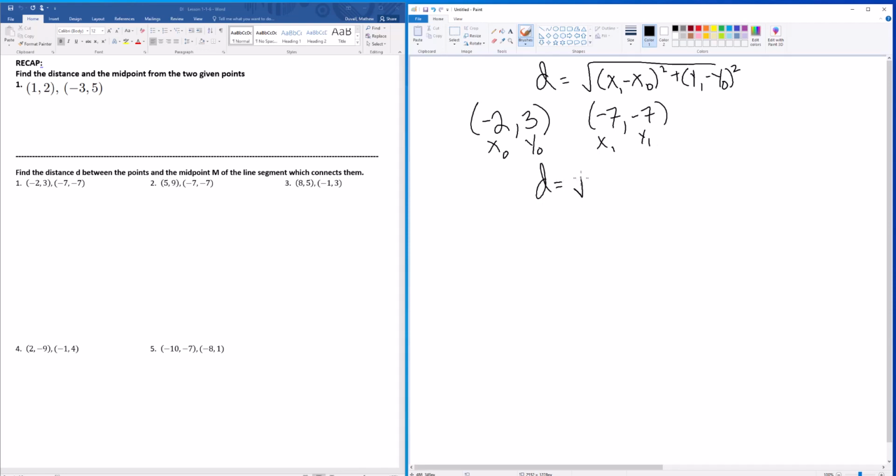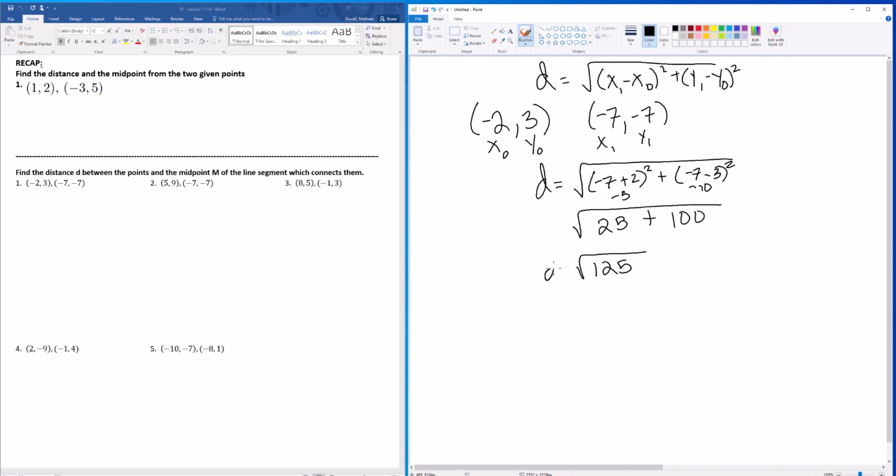So my distance, plug in these values, I get -7 minus -2, so negative, negative, that's why I put it into a positive, plus -7, so that's y1 minus 3 squared. So -7 minus 2 is -5, -5 squared is 25, and then plus -7 minus 3 is -10. -10 squared is 100. So my distance is the square root of 125.